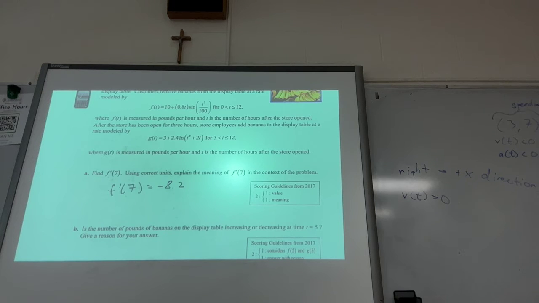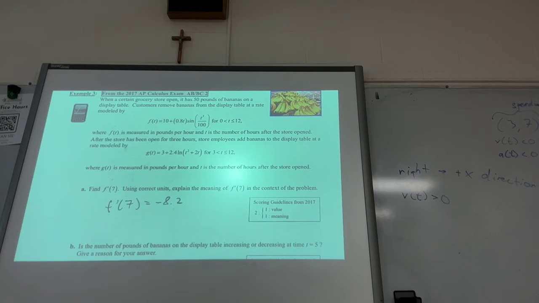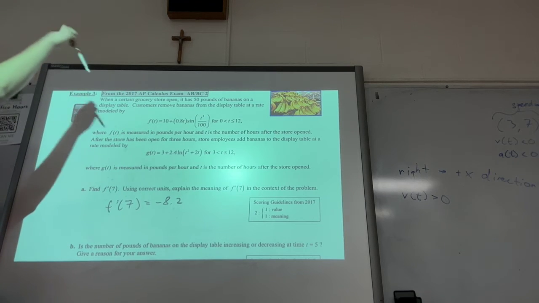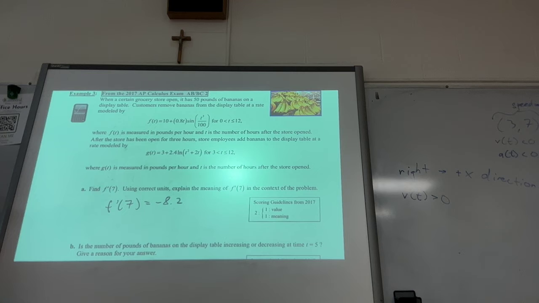Okay, so then using correct units, explain the meaning of f prime of 7. So we've got to think about this, right? f of t is the rate at which customers remove bananas from the display table, measured in pounds per hour. So f prime of 7, that negative 8.2, that's a slope, a slope of the rate of change.